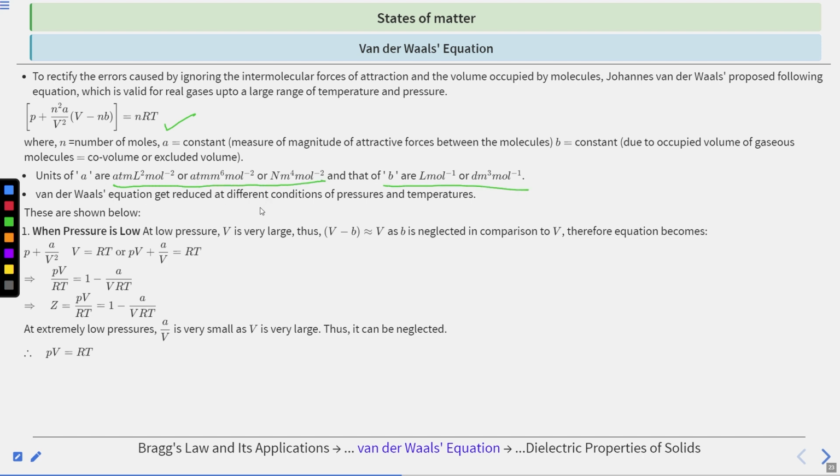The van der Waals equation gets reduced at different conditions of pressure and temperature. These are shown below. So firstly, pressure. When we lower the pressure, V will become large. Thus, V minus b will be equivalent to V because b is neglected in comparison to V. Therefore, the equation will become 1 minus a upon VRT. And at extremely low pressures, a by V is very small as V is very large. Thus, it can be neglected and the equation will become PV equals RT.